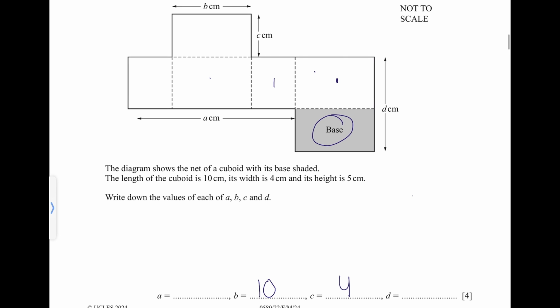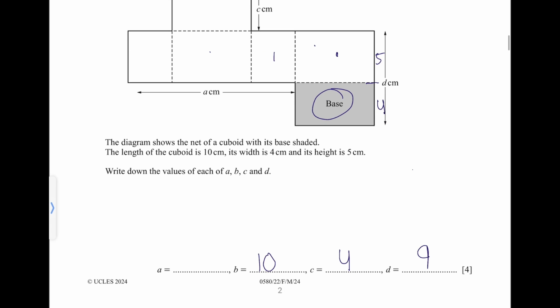Then D. D is a combination of two, so we're going to break down D according to the line. One of them is just the width, so that should be 4 centimeters. The other, I told you that this box is going to be raised upwards, so that should be the height, so 5. So that should be D, which gives you 9.